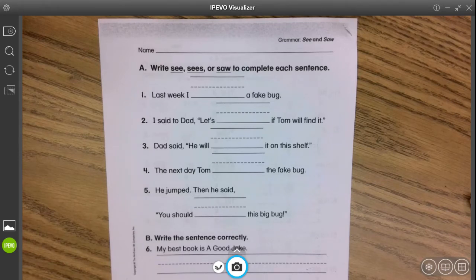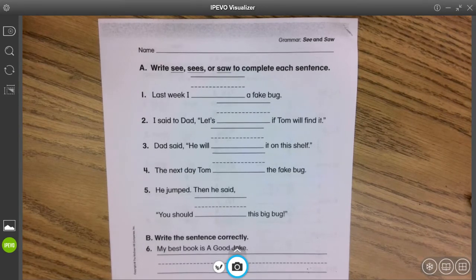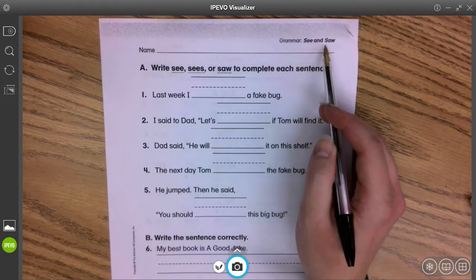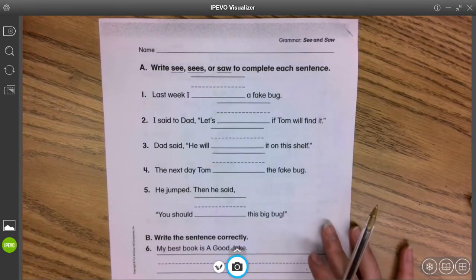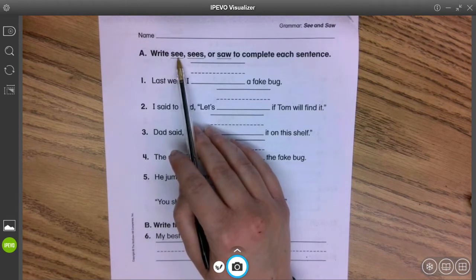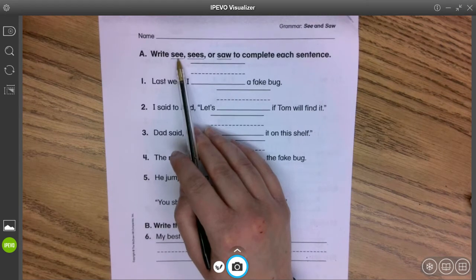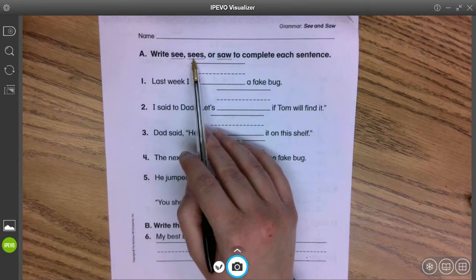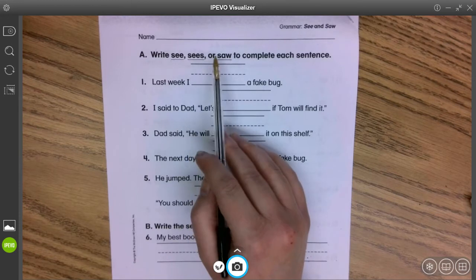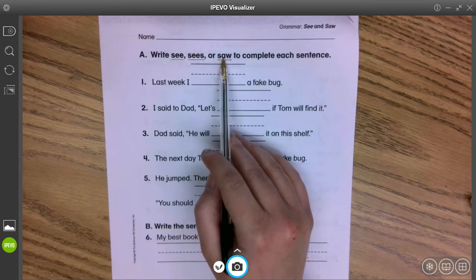Okay, we are going to do one more grammar page. You can see at the top it says grammar, and this week we're working with see and saw. Okay, remember that see is when we're talking about ourselves happening right now, or what could be a group and it's happening now. Sees is talking about one other person happening right now. Saw is that it already happened, it's in the past.